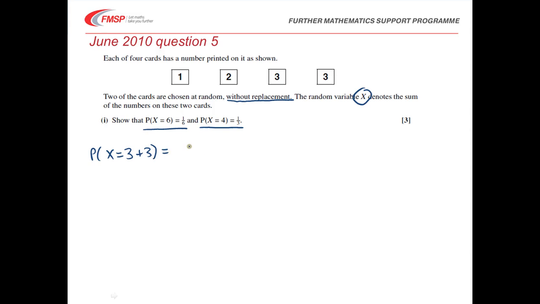So if we work this out, we've got to get a 3 on the first card, so that's 2 out of 4, and then because we're doing it without replacement, there's a 1 out of 3 probability of selecting the other 3. So working that out, we get 2/12, which is nicely 1/6. So this is worth 1 mark. That's all you get. Okay, and it's the method here that's the critical thing.